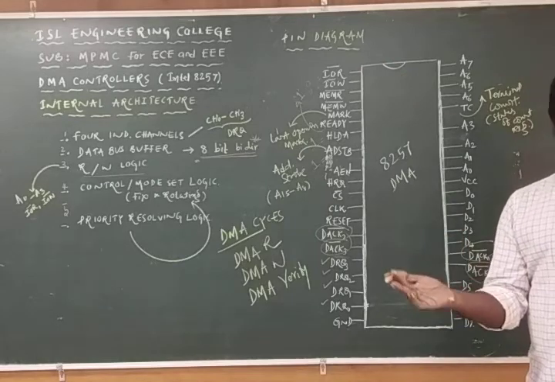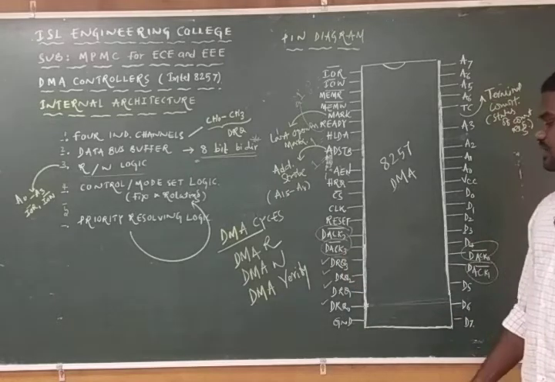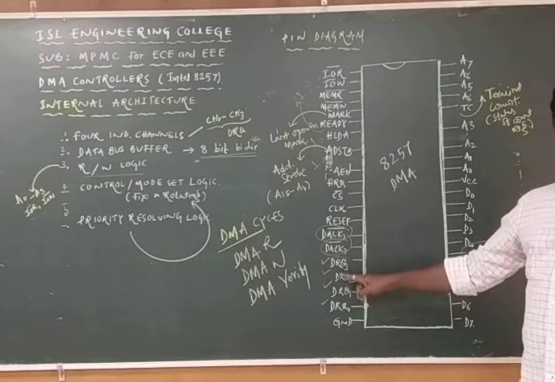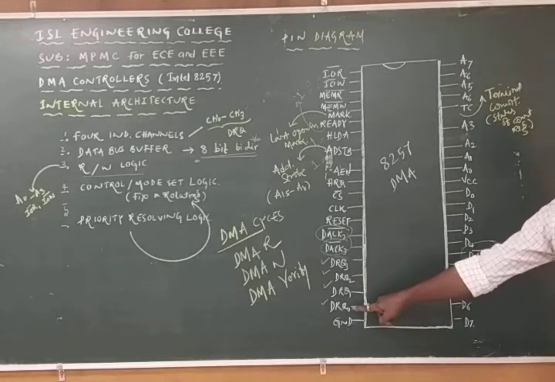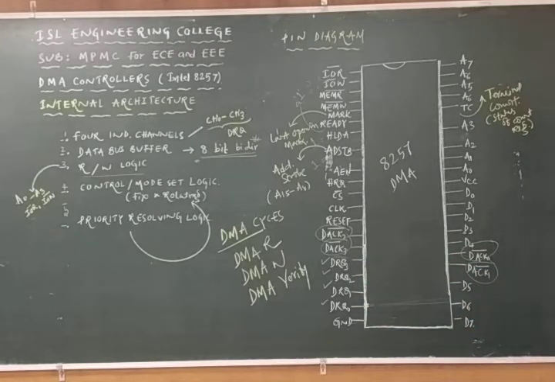All these 4 channels are connected with 4 different input output devices, so that we can access those 4 channels. We can access the data from the memory and input output devices by making use of the 4 request pins, that is DRQ0, DRQ1, DRQ2, DRQ3. After taking that request, it is going to give the 4 acknowledgements, that is DACK0 to DACK3. Likewise we can have the 4 input output devices.